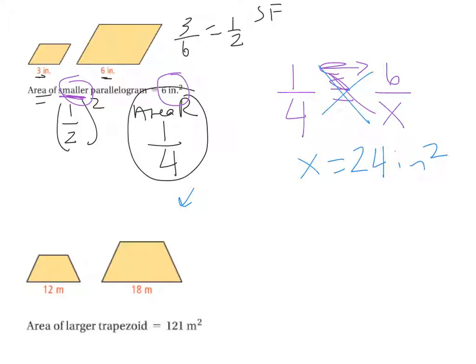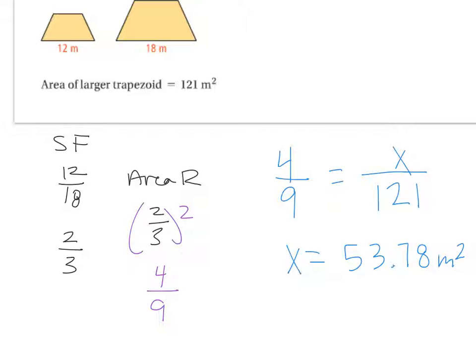Seriously, pause it. So here, your answer should be 53.78 meters squared. Now when I'm looking at this, my scale factor right here was 12 over 18. My smaller was 12 over 18. I reduced that to 2/3 because I just think it makes math easier when you reduce.